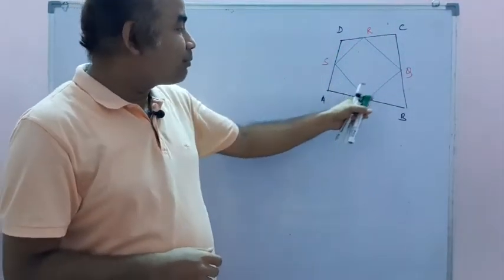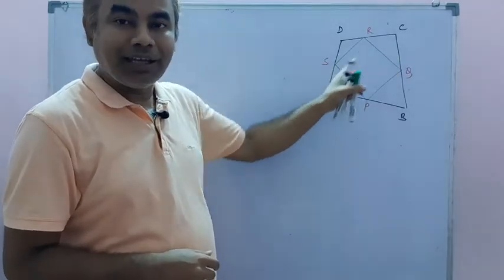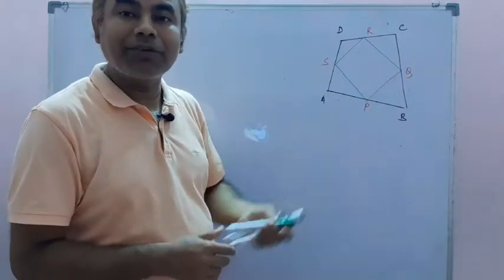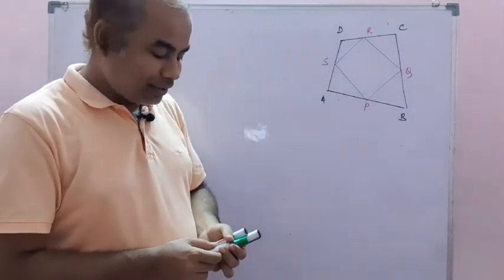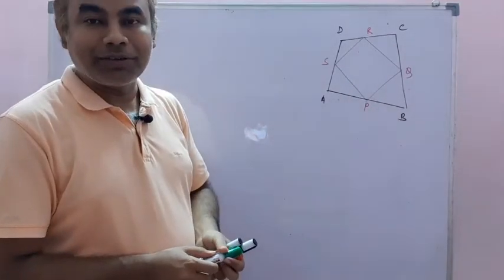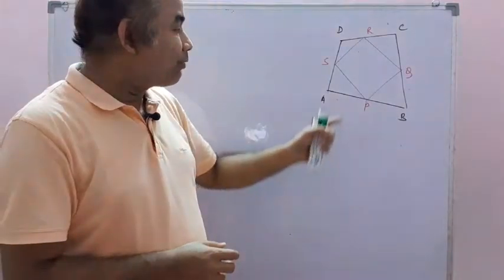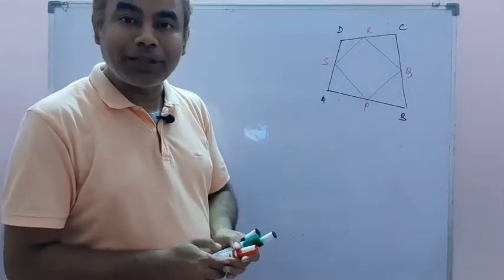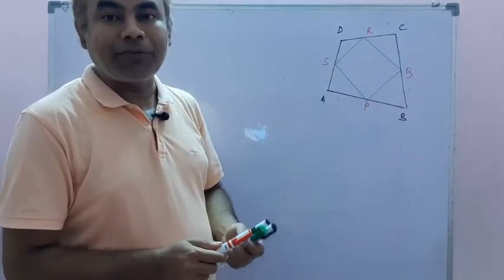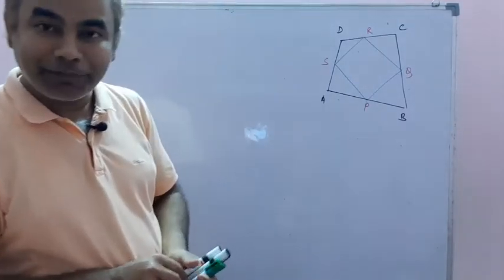When you join these midpoints P, Q, R, S, another quadrilateral is formed inside the quadrilateral ABCD. That means in your diagram there are two quadrilaterals. One is your given quadrilateral ABCD and one is the quadrilateral formed by joining the midpoints of the sides of ABCD. Whatever is given, let me write down.